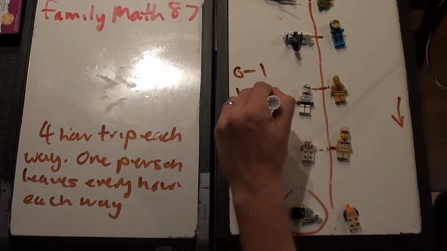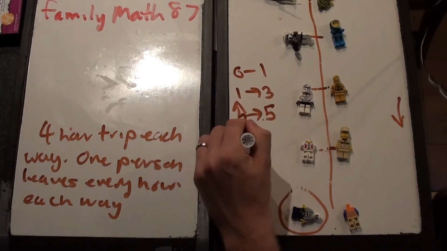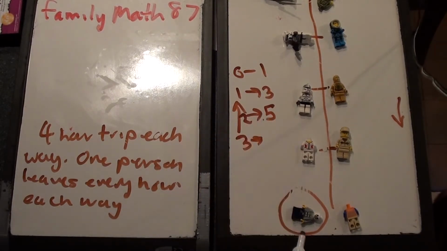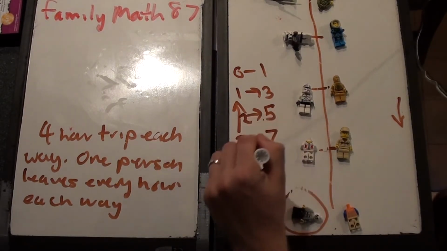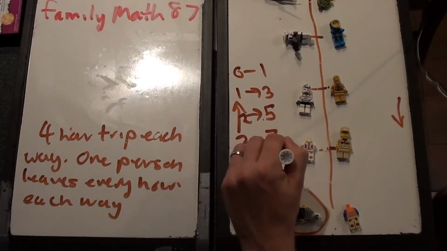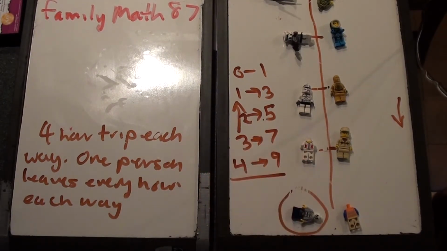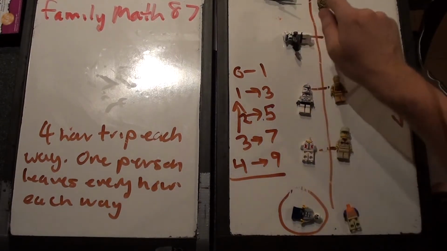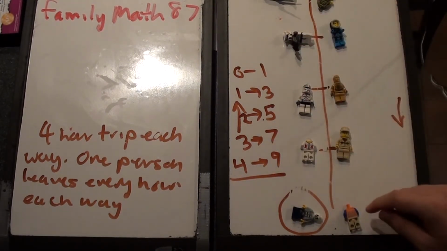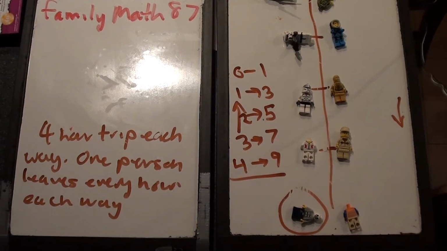I think I know what the answer is. So that's 5, so it goes 1, 3, 5, and after 3 hours, how many people do you think he's probably met? It's going to be 7. And 4 hours, it's going to be 9. That's pretty neat, right? So even though the trip takes 4 hours, and the trip going this way takes these guys 4 hours, you actually meet up with 9 people along the way.